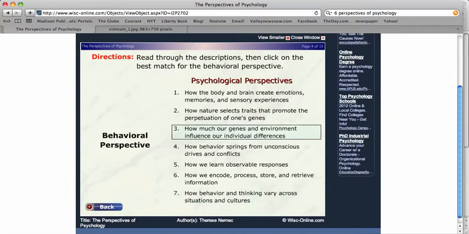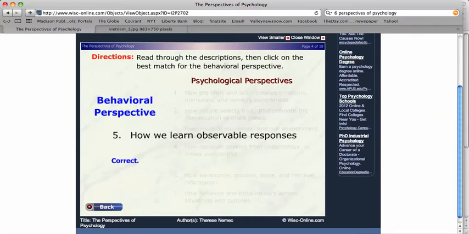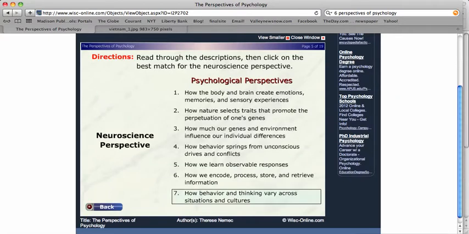Behavioral perspective. Okay. So I'm thinking rewards and punishments here and associations. How the body creates emotions, memories, and sensory experiences? No. How much our genes influence our environment? No. Behavior springs from unconscious drives and conflicts? No. How we learn from observable responses? Possibly. How we encode, process, store, and retrieve information? How behavior and thinking vary across situations and cultures? So I'm going to go with observable responses. In other words, I think these terms, observable responses, is associations. Woohoo! I bet I'm going to get 100.